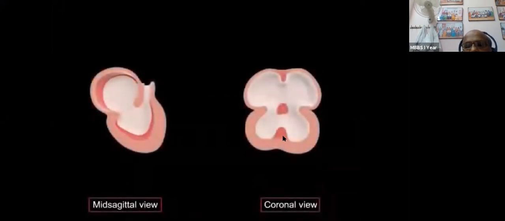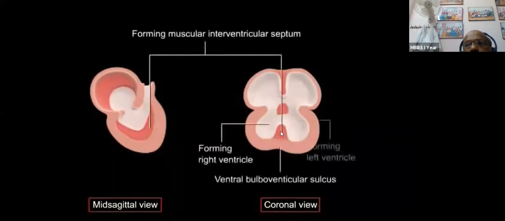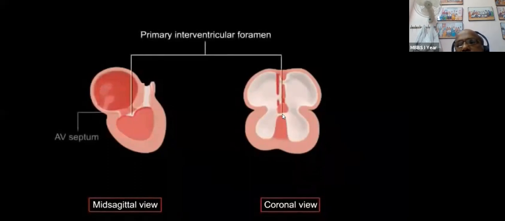Partitioning of the ventricle as well as the atrium, both are taking place. Now concentrate on this ventricular part. See that ventricular septum going up towards your septum intermedium. Concentrate on this now, forming the muscular interventricular septum. Now the septum intermedium is proliferating to complete this interval.